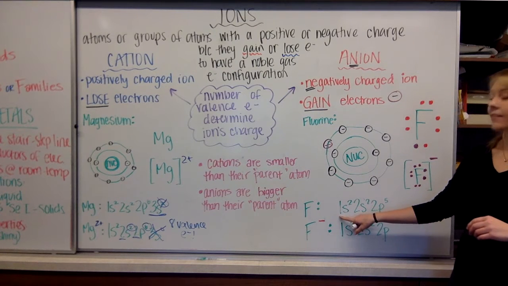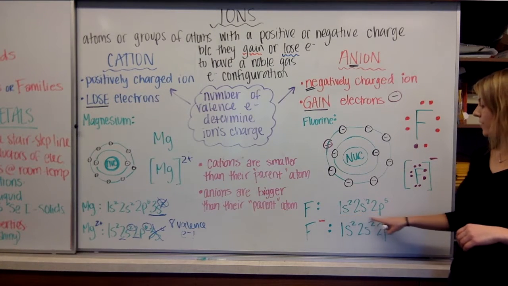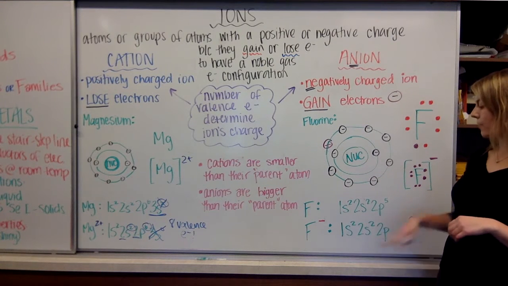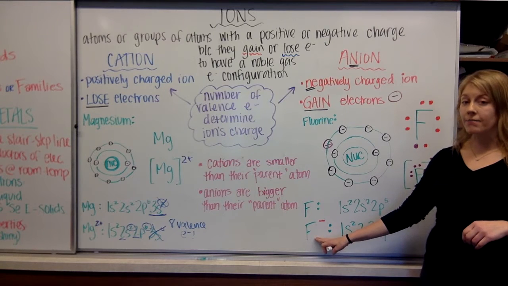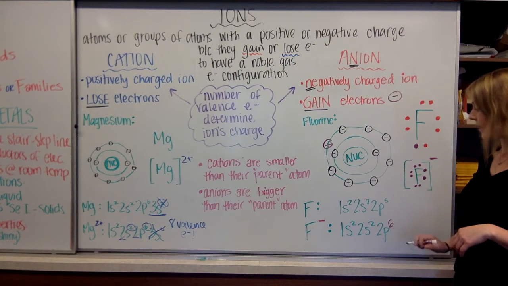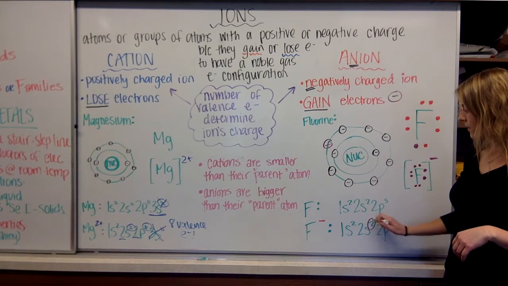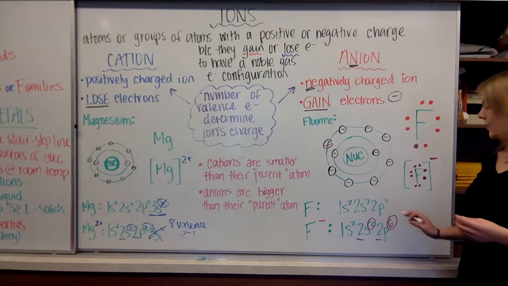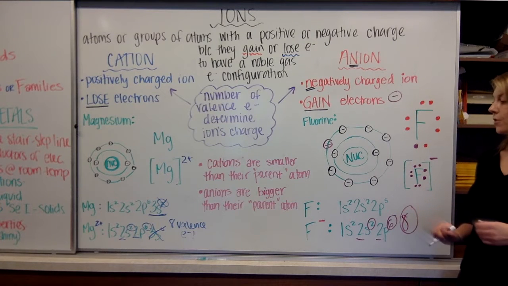Fluorine, its electron configuration we see is 1s2, 2s2, 2p5, right? The fluoride ion is going to gain that 1 electron, so instead of 2p5, we have 2p6. Now here are the valence electrons, 2 plus 6, they're both in the second energy level. We have 8 valence electrons total.